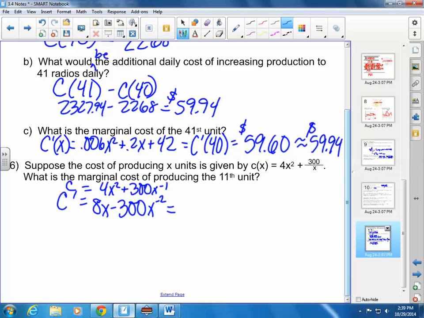So Brooke says if I plug in 10 to that derivative, I should get the right answer.